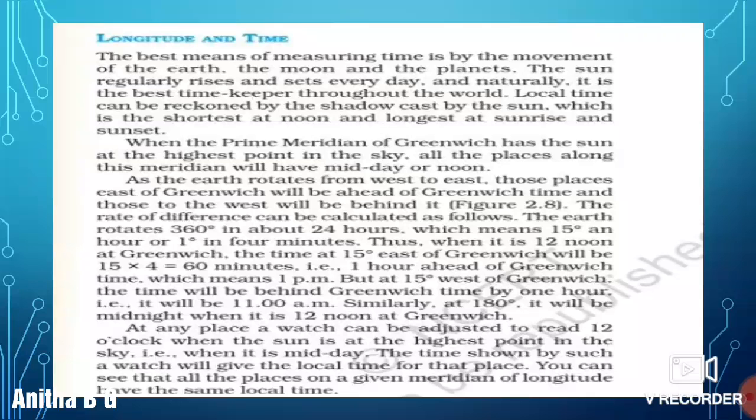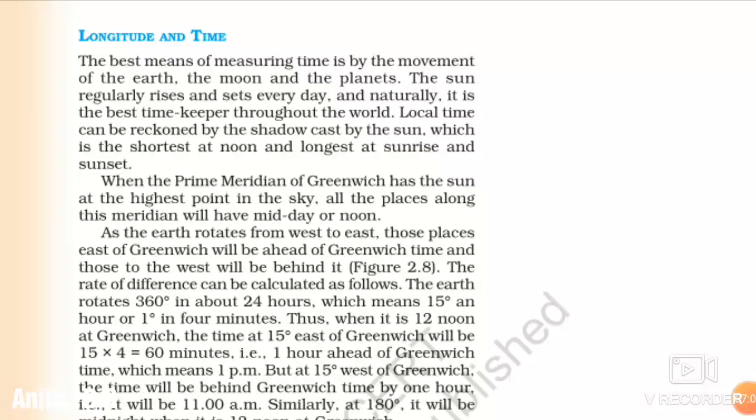The best means of measuring time is by the movement of the earth, the moon and the planets. The sun regularly rises and sets every day and naturally it is the best timekeeper throughout the world. Local time can be reckoned by the shadow cast by the sun, which is the shortest at noon and longest at sunrise and sunset. We can measure the time by the shadow cast of the sun.